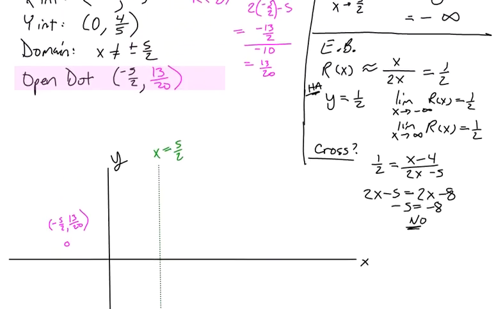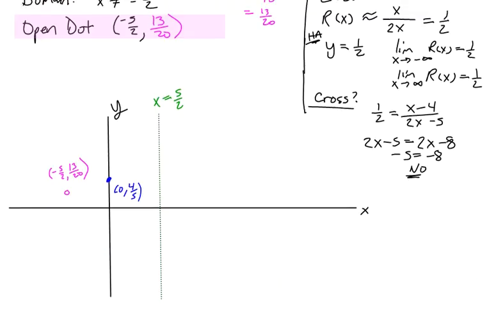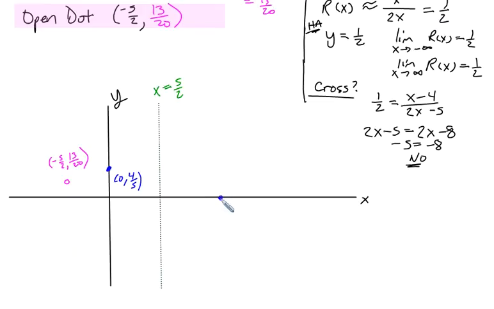Now what else do we have? A y-intercept at 0, 4/5. 0, 4/5 I think will be somewhere like this. Always get a sense of where fractions fall. 4/5 would be larger than 13/20. Please graph it appropriately. The x-intercept is at 4, 0, so that'll be over here. We'll put the point 4, 0.